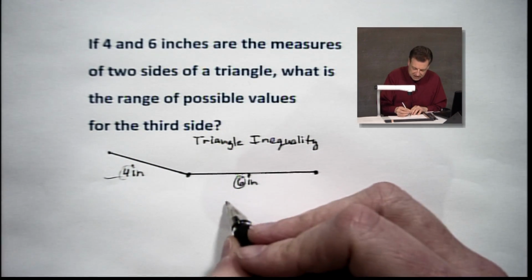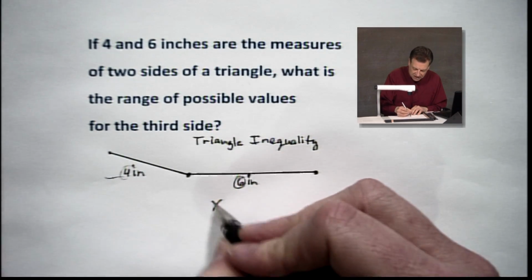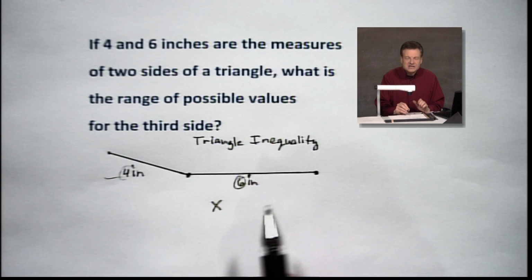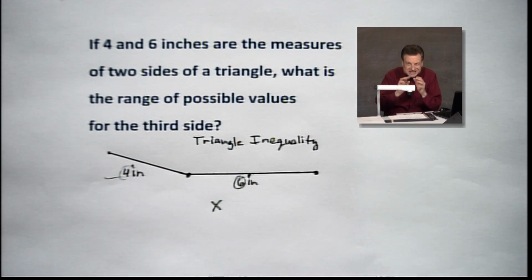That tells me that this third side I have can't quite get to 10. It can get real close. It can get 9.99. We may not be able to see it there, but it's there. There's still a little bit of space.